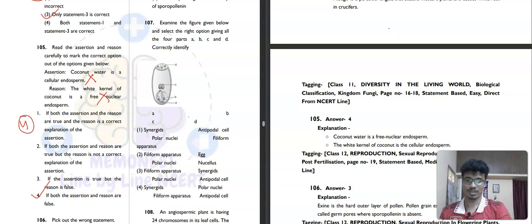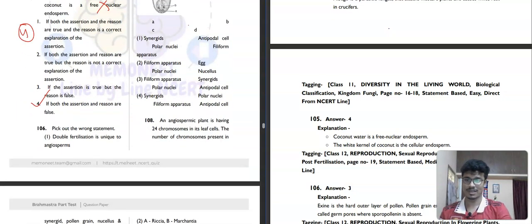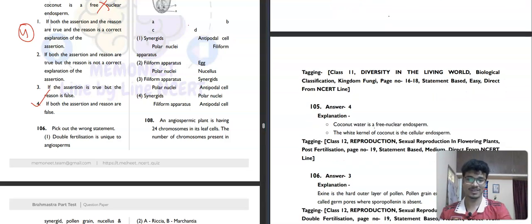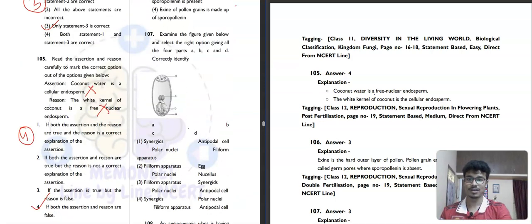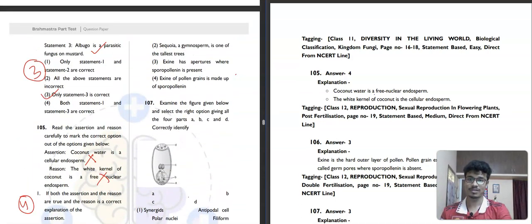Then moving to question number 106. It is saying pick the wrong statement. We will definitely pick the wrong statement. It says double fertilization is unique to angiosperms. Absolutely correct, there is nothing wrong in it. Let's see the other options. It says Sequoia, a gymnosperm, is one of the tallest trees. Yes, it is given in NCERT.